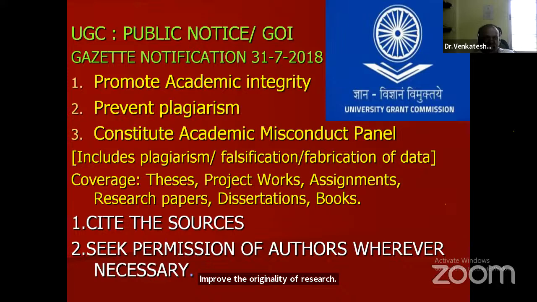See, recently there is a guideline, a public notice, Government of India Gazette notification dated 31/7/2018. That guideline's coverage is to promote academic integrity and prevent plagiarism. Academic misconduct includes plagiarism, falsification, fabrication of data. Coverage includes thesis, project work, assignment, research paper, dissertation, books. Cite the source, seek permission of the authors wherever it is necessary. This is the guideline given by the Government of India.